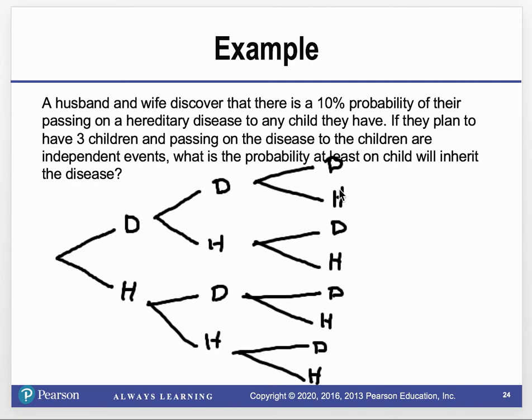Okay, it says there's a 10% probability passing on the disease. So 10%, that's 0.1, means 90% chance the child will be healthy. These are independent, so they're all the same, right? 10% chance it'll have the disease, 90% chance the child will be healthy.